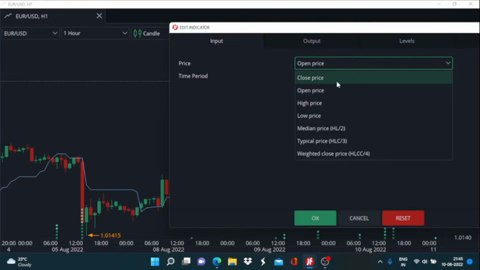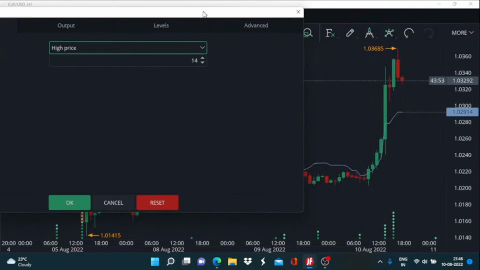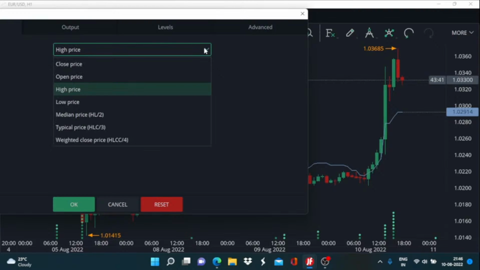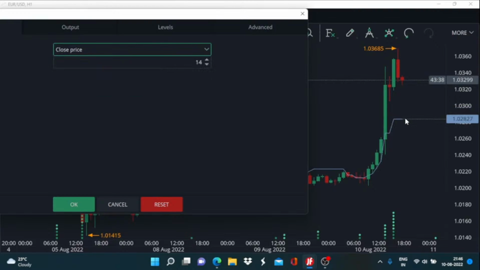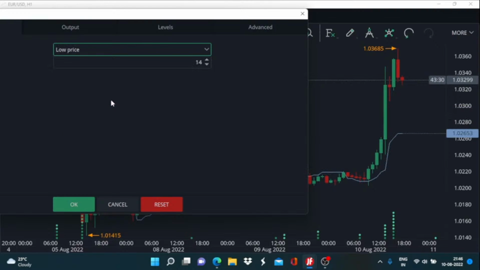It has now shifted. Let me check. So there is a slight change here. If I go for high price, we will observe a significant change here. Please pay attention to this line. The output for the current rate for the midpoint is 1.029. If I change it to, say, close price, then it has shifted to the lower side. And if I make it low price, then it is significantly lower.